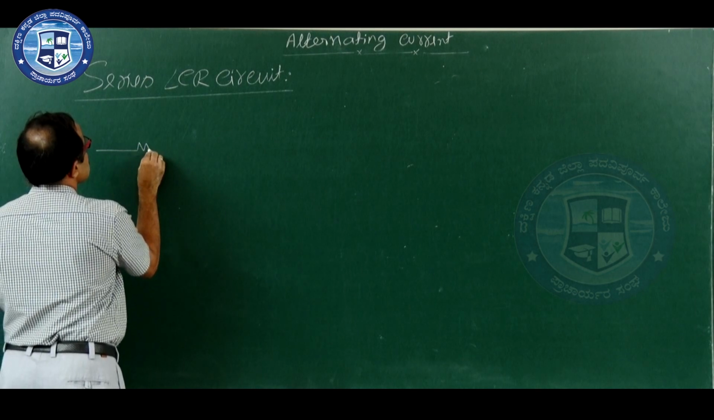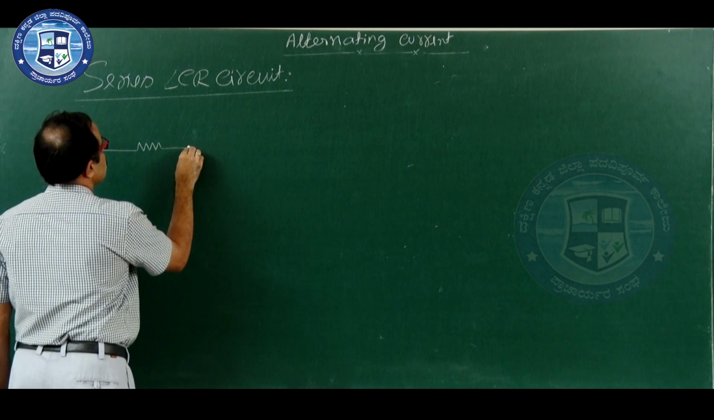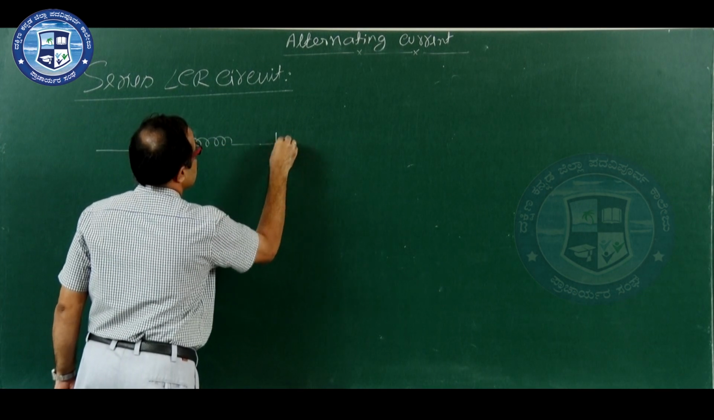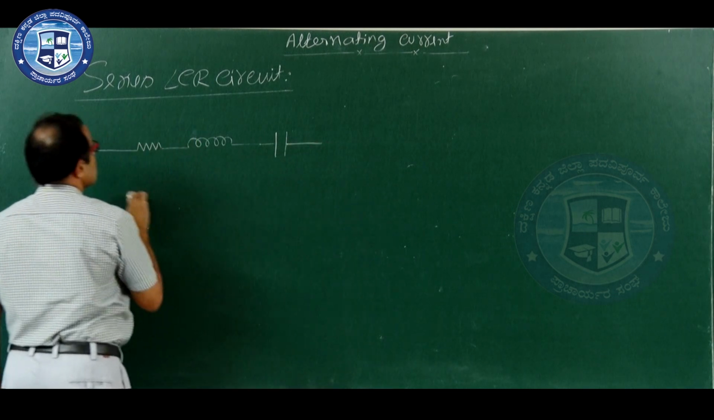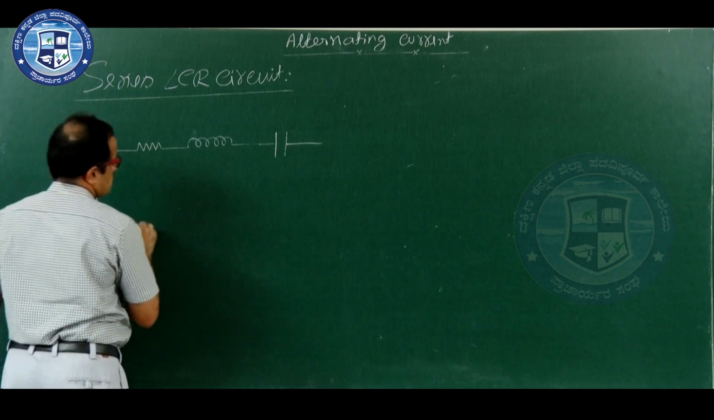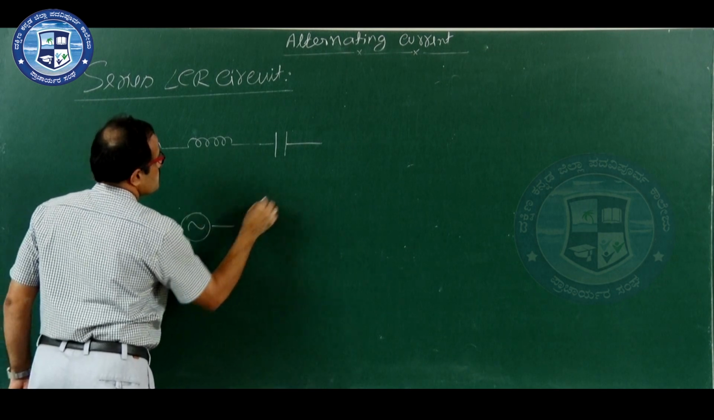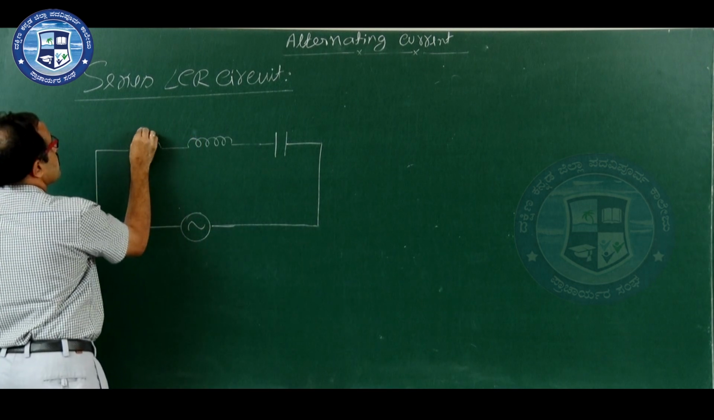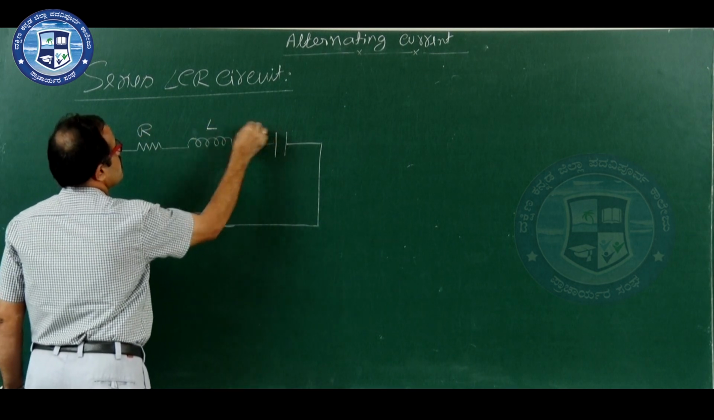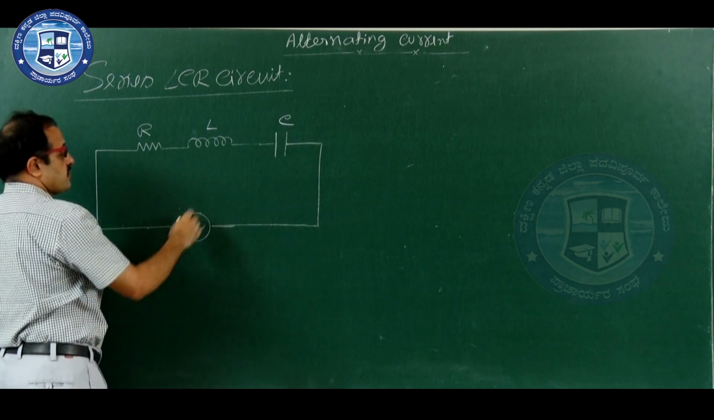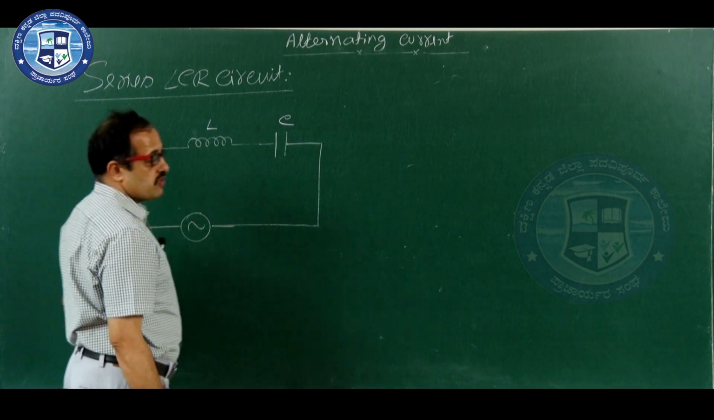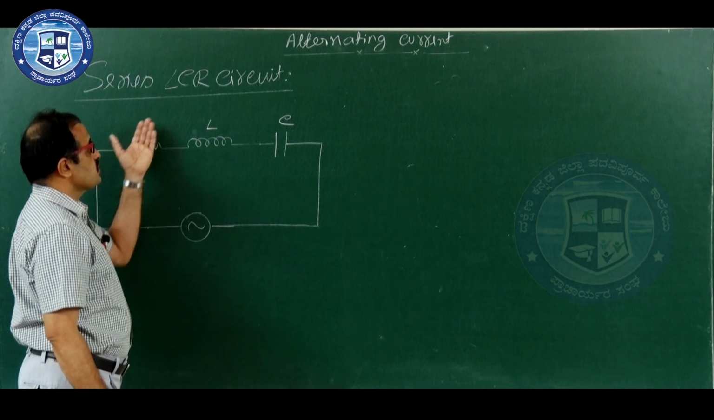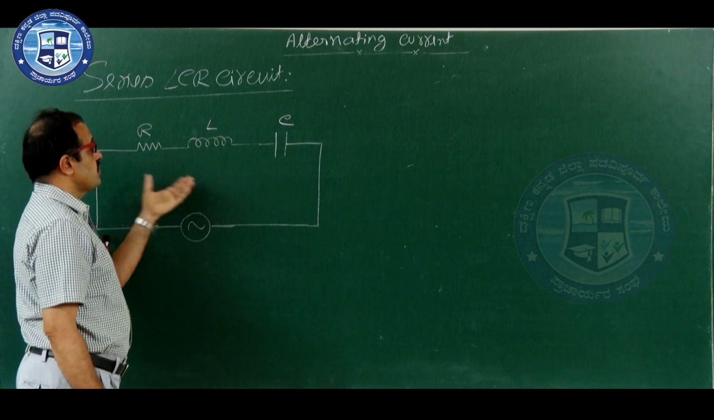The circuit drawing is like this. It is a resistor connected to the inductor, and then it is connected to the capacitor like this. It is resistor R, inductor L, capacitor C. It is connected to AC source, and now we derive the equation for current through the circuit, and even we derive the equation for total opposition of this circuit.